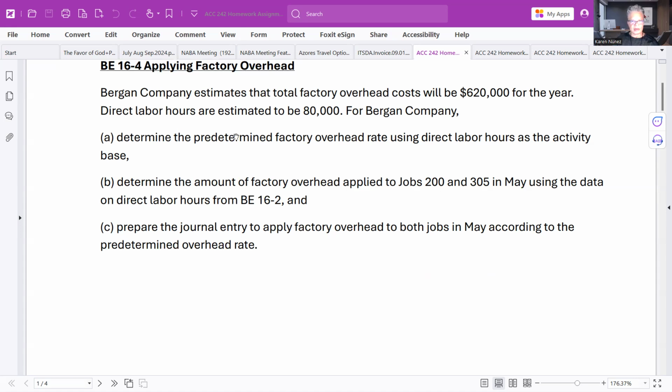The basic formula for determining the predetermined factory overhead is going to be the estimated overhead. They estimate that factory overhead will cost $620,000 for the year, and they estimate the direct labor hours are going to be 80,000. So we're going to find a rate, using direct labor hours as the activity base. And then we're going to apply that overhead to two jobs, job number 200 and job number 305.